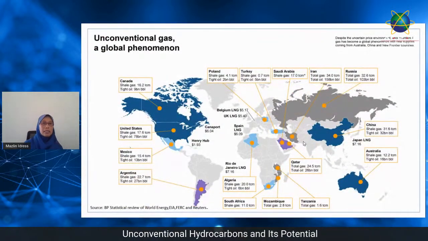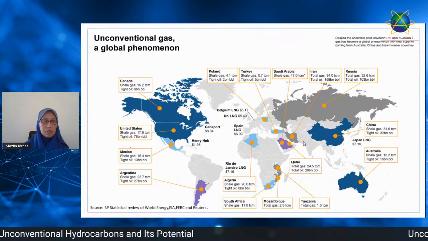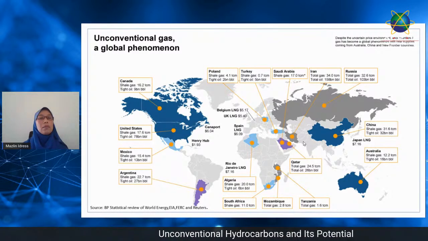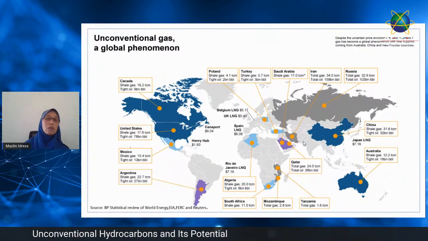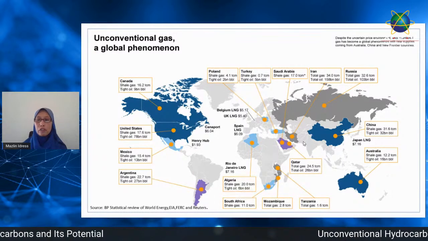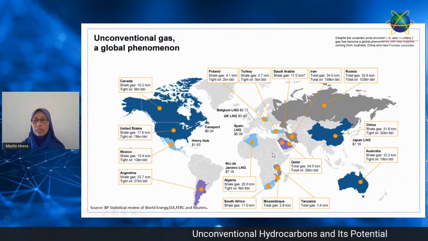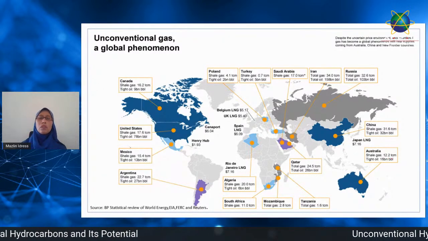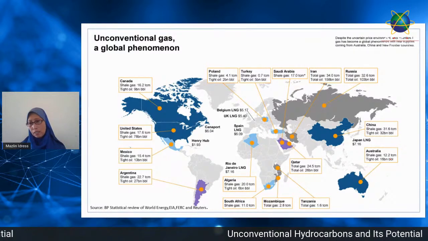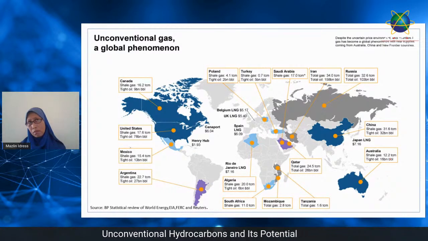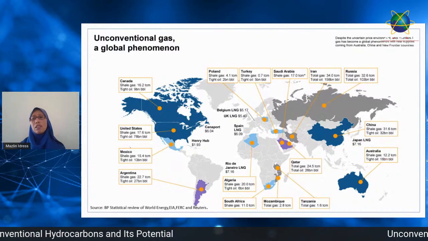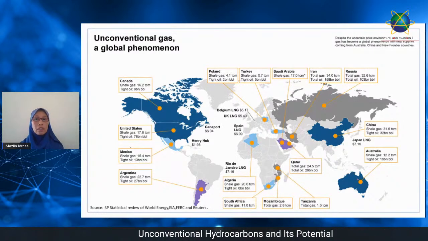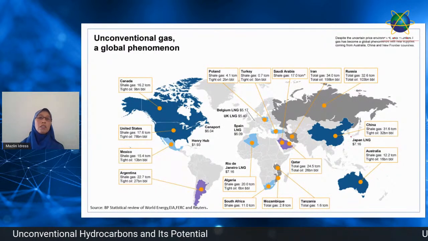So this is the amount of unconventional gas that is estimated around the world. For example, in Australia they have shale gas and tight oil. For shale gas they have about 12.2 trillion cubic meters, and tight oil with 16 billion barrels, which I think is a very large value. In Japan, they have LNG.